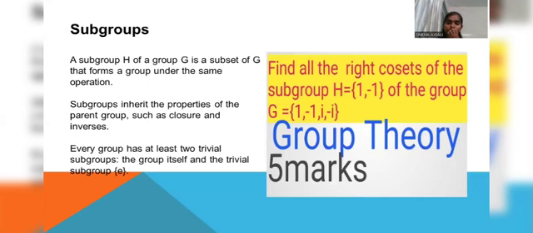Next up are subgroups. Subgroups, as the name itself says, are a group within a group. That is, a subgroup H of a group G is a subset of group G that forms a group under the same operation. Subgroups inherit the properties of the parent group, such as closure and inverse properties. Every group has at least two trivial subgroups, the group itself and the trivial group {E}.